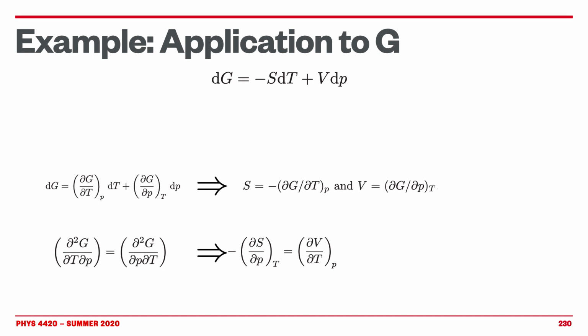Now we know, because it's an exact differential, that the cross derivatives are also equal. So that means that the derivative of the entropy with respect to pressure at constant temperature is going to be equal to minus the derivative of the volume with respect to temperature at constant pressure, right? So this is basically everything that's written on this slide. So you see, you have those nice relations between the entropy and the volume.